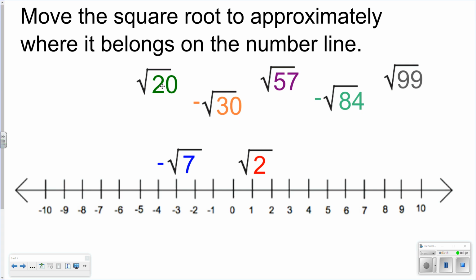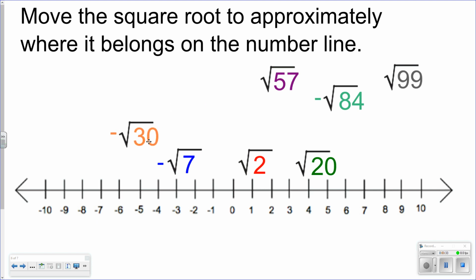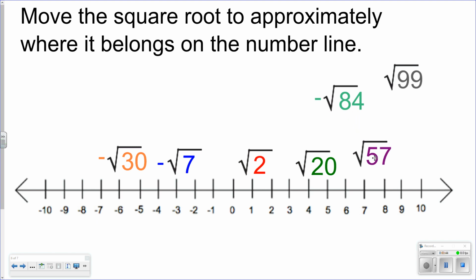The square root of 20 is over here between 4 and 5, because 4 squared is 16, and 5 squared is 25. The square root of negative 30 is going to be over here, about there, because it's going to be between 25 and 36. The square root of 57 is over here, between the 7 and 8, because it's between 49 and 64.